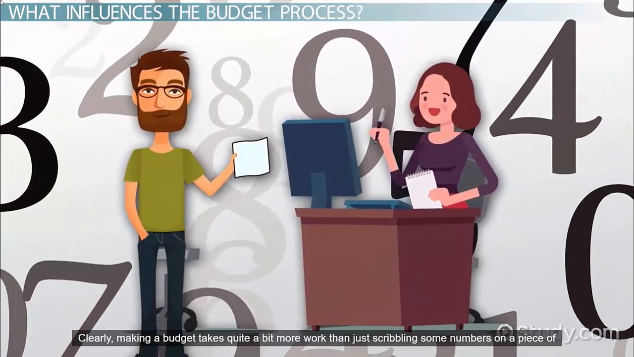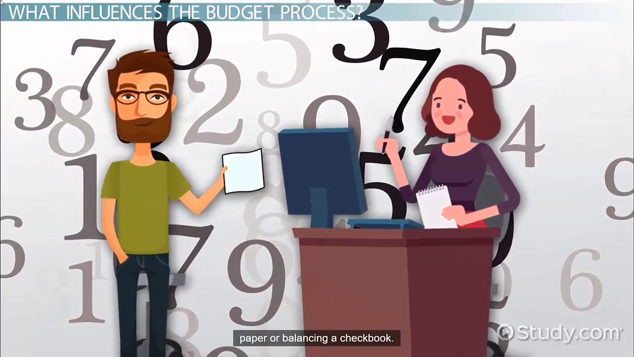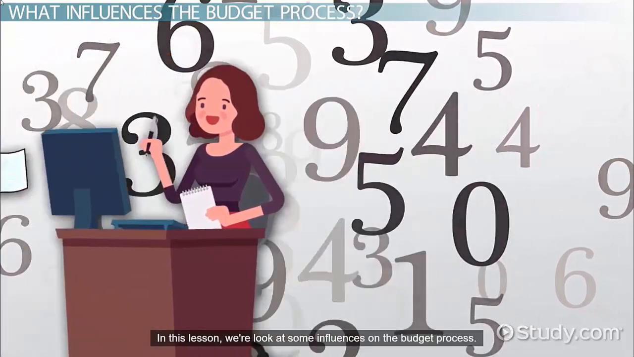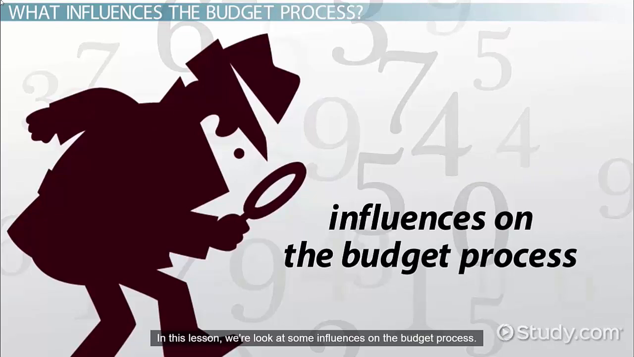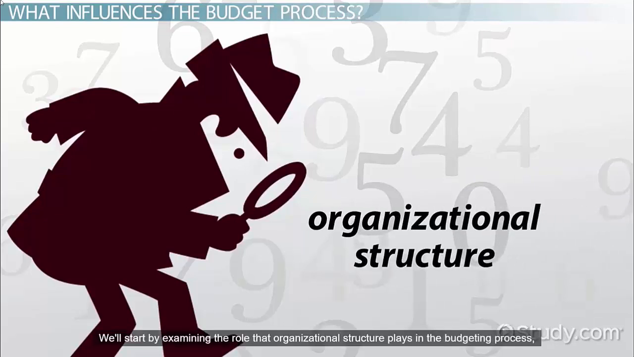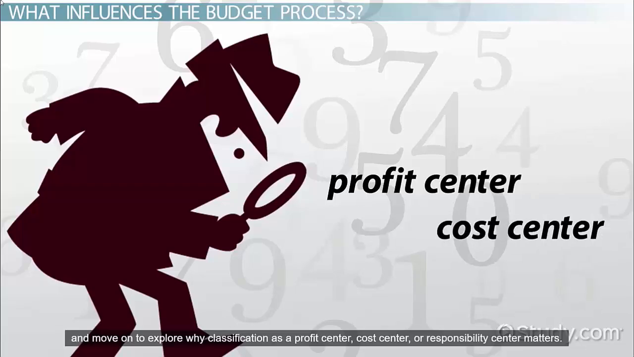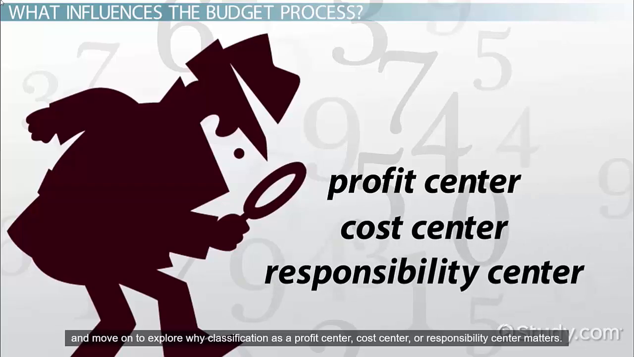Clearly, making a budget takes quite a bit more work than just scribbling some numbers on a piece of paper or balancing a checkbook. In this lesson, we'll look at some influences on budget process. We'll start by examining the role that organizational structure plays in the budgeting process, and move on to explore why classification as a profit center, cost center, or responsibility center matters.